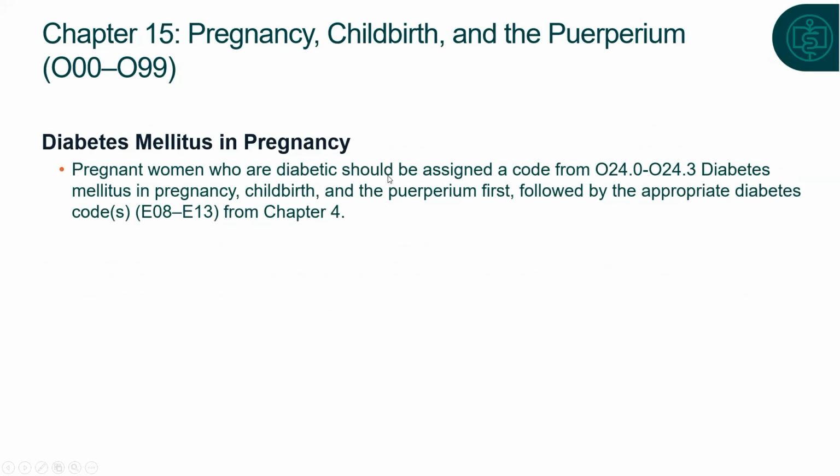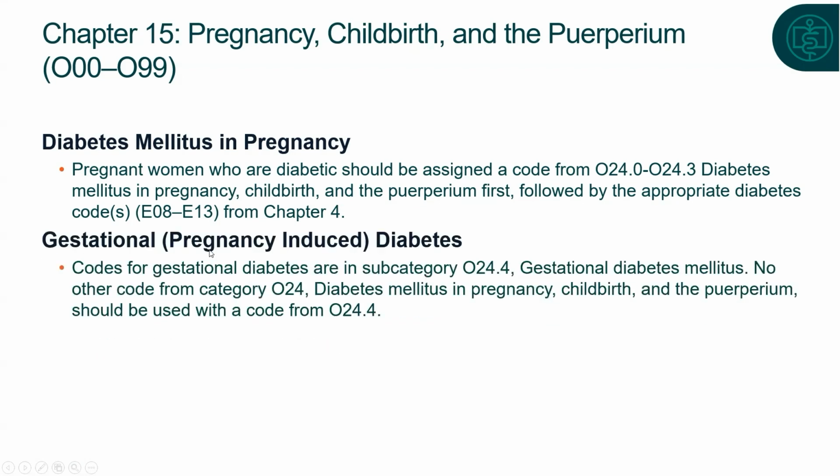Pregnant women who are diabetic should be assigned a code from O24.0 to O24.3, diabetes mellitus in pregnancy, childbirth, and the puerperium first, followed by the appropriate diabetes codes from E08 to E13 from Chapter 4. For gestational or pregnancy-induced diabetes, codes for gestational diabetes are in subcategory O24.4, gestational diabetes mellitus.